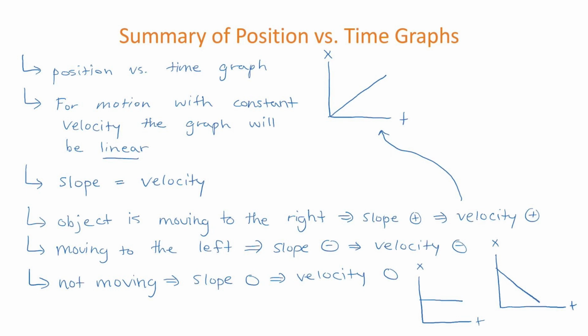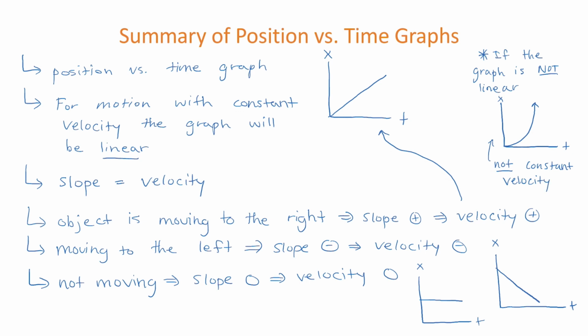Now, one last note. We looked at graphs that all have straight lines, so linear relationships between position and time. This occurs when you're moving with constant velocity. But if you don't see a straight line, so you don't see a linear relationship, maybe your graph looks something like this, then you know the object is not moving with a constant velocity. We will see more position versus time graphs that look like this when we start talking about motion with acceleration.